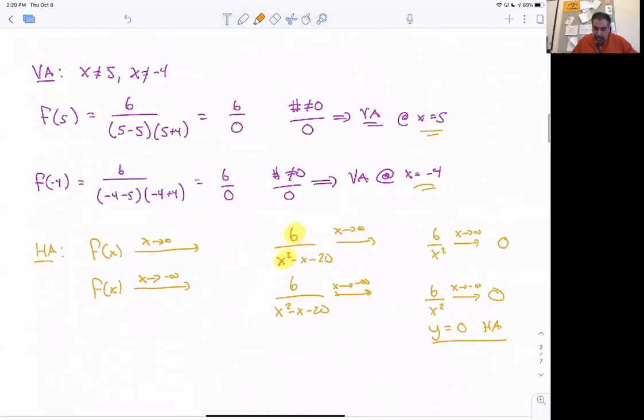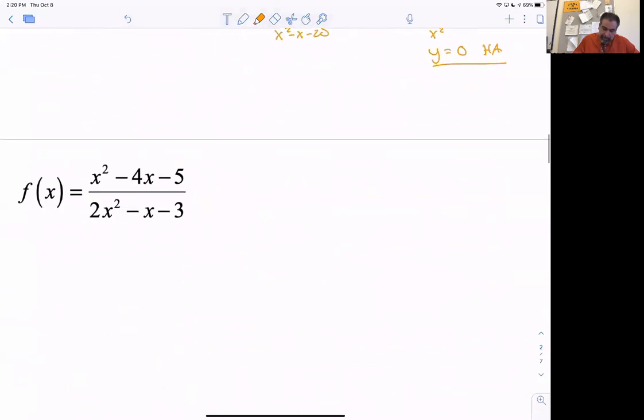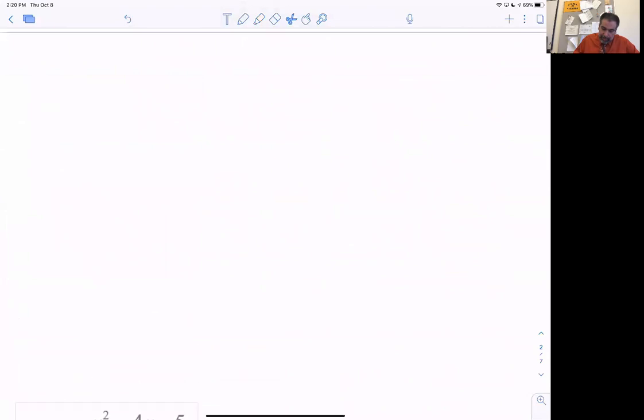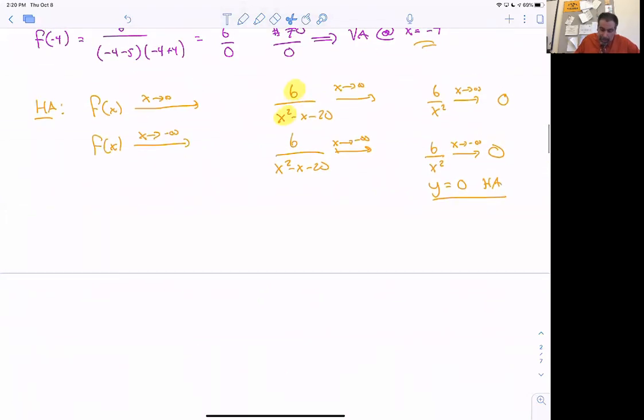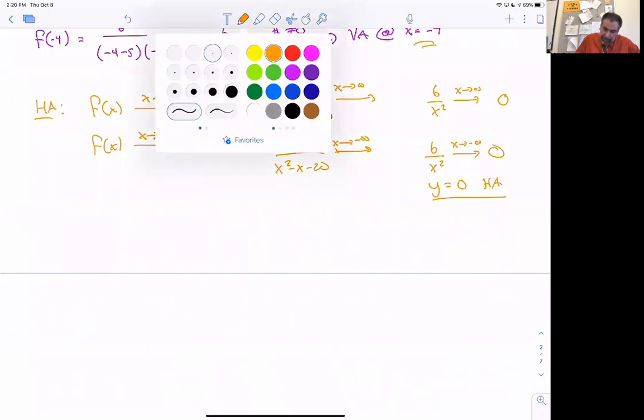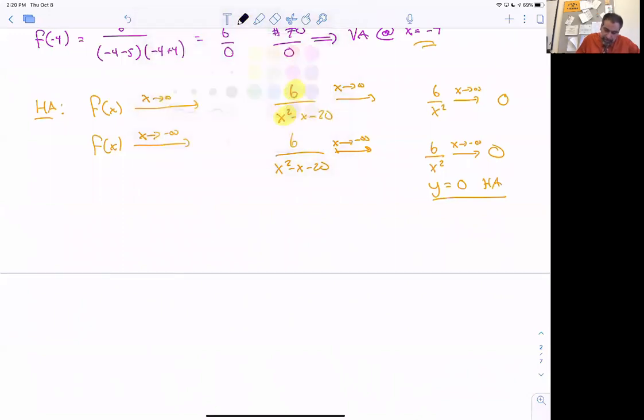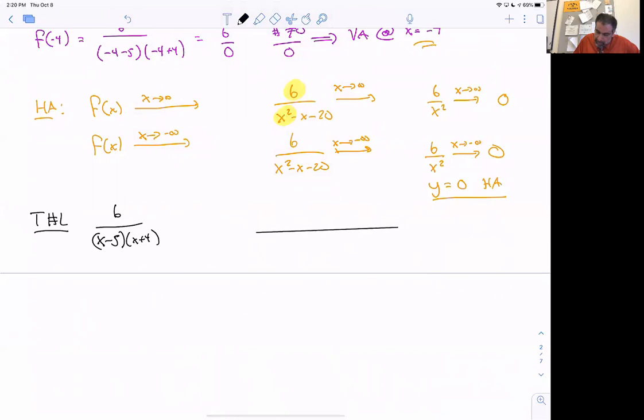The last step in this problem is to create a trichotomy number line. So the trichotomy number line is going to come out, and we're going to make that for our entire function. So here goes the trichotomy number line, and it's going to be for 6 over (x minus 5)(x plus 4).